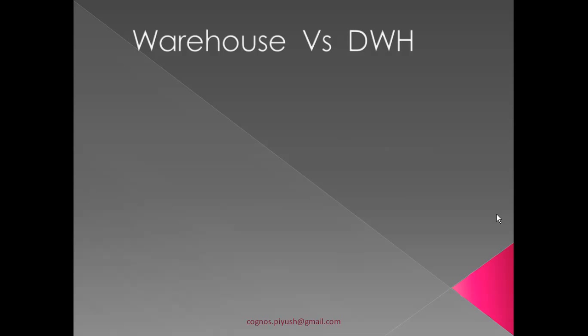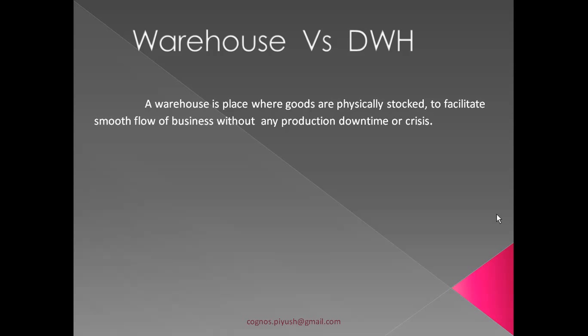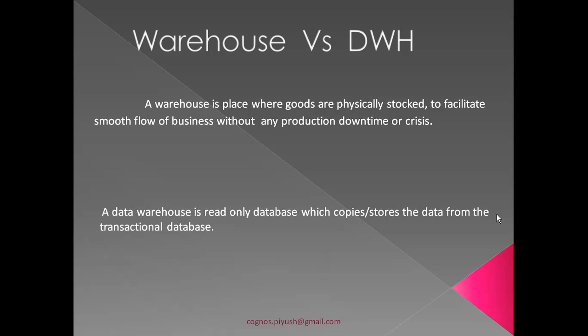Now first of all, before understanding data warehousing, let us compare it with the normal terminology, that is warehouse. So what exactly is a warehouse? A warehouse is a place where goods are physically stocked to facilitate a smooth flow of business without any production downtime or crisis. So how is it similar to the data warehouse? Now the data warehouse is a read-only database which copies or stores the data from the transactional database. So in a way we are stocking the data.